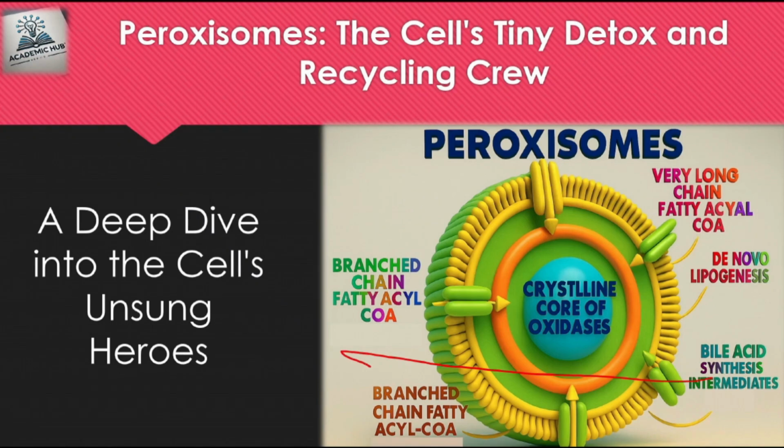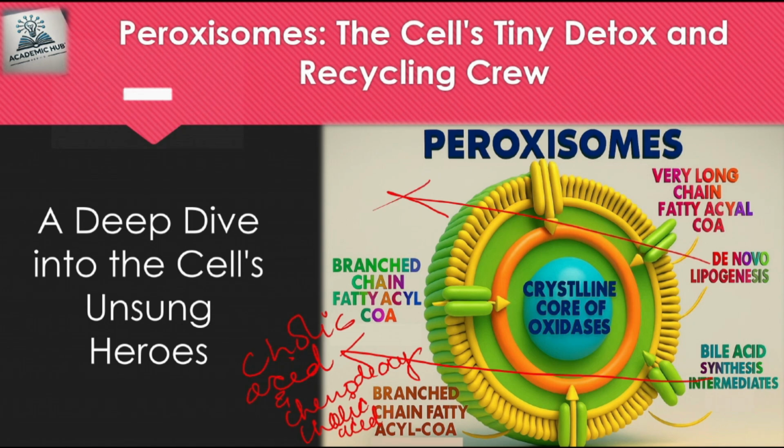Next is bile acid synthesis and intermediates. Peroxisomes perform the final steps in the synthesis of bile acids from cholesterol. For example, the synthesis of primary bile acids, cholic acid and chenodeoxycholic acid, requires peroxisomal enzymes. These bile acids are essential for digesting fats and absorbing fat soluble vitamins in the intestine.